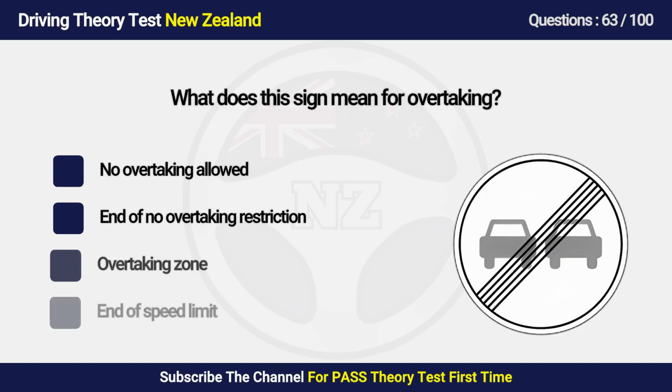Question 63. What does this sign mean for overtaking? A. No overtaking allowed. B. End of no overtaking restriction. C. Overtaking zone. D. End of speed limit.